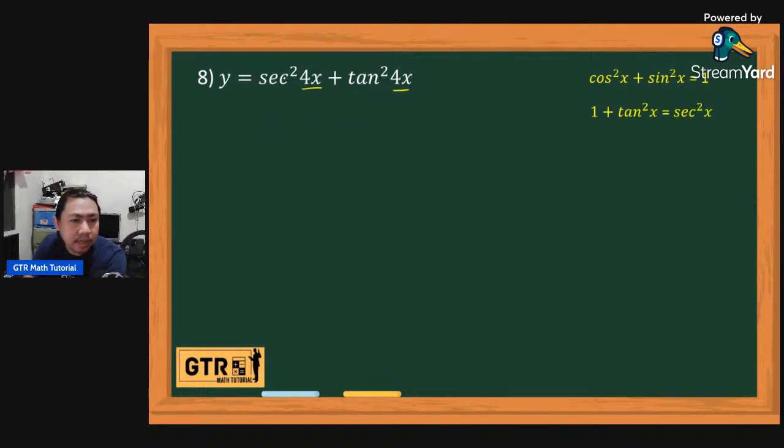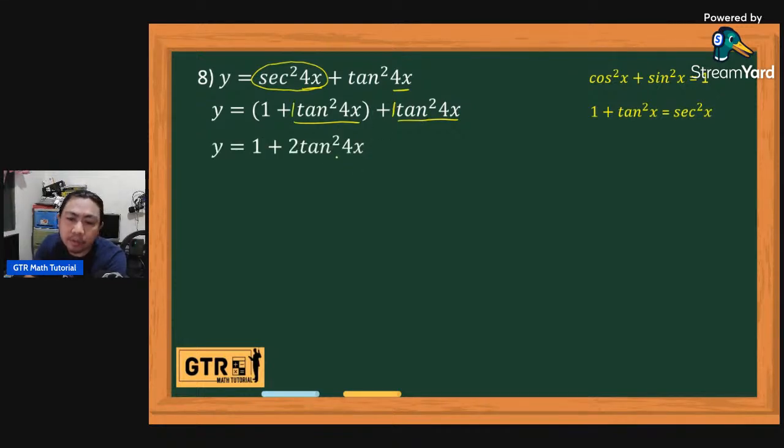Okay? So let's substitute for secant squared 4x. This will become 1 plus tangent squared 4x. And then combine the like terms, tangent squared 4x. Same term, tangent squared 4x, so that will become 1 plus 1. So we have 2 tangent squared 4x.